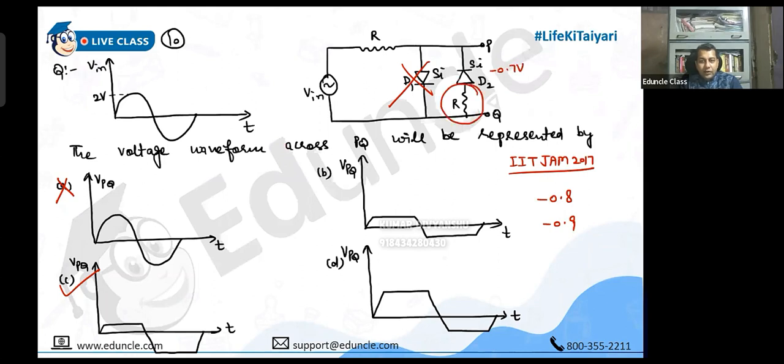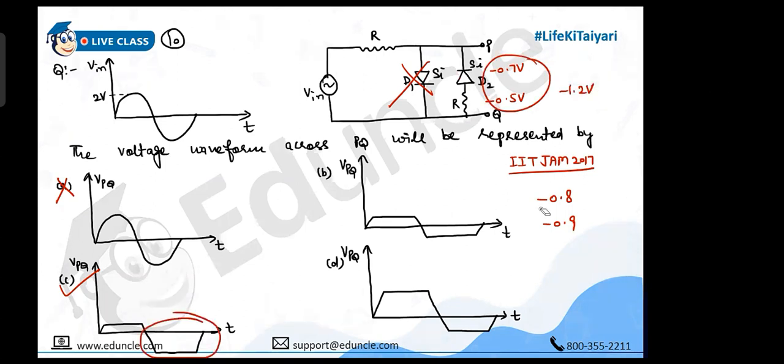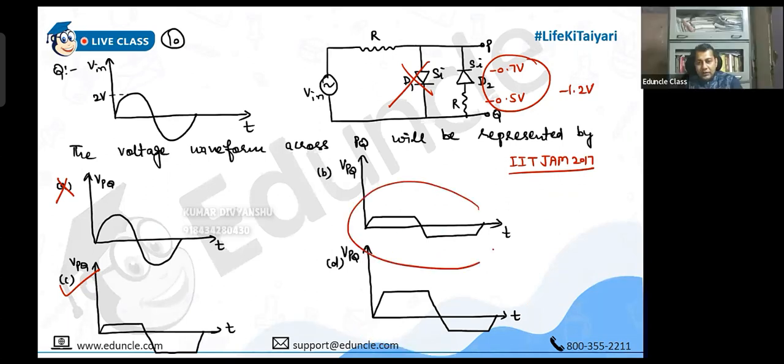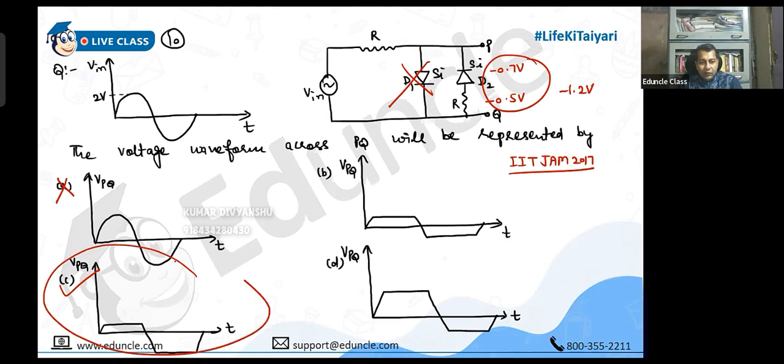So this will retain minus 0.7, and some voltage drop across R will also be there. Suppose it is keeping this. What is the total voltage now? Minus 1.2. So it is more than 0.7, na? So it means during negative half, the voltage should be more. This one is saying during negative half it should be less, so this is wrong. This is saying during positive and negative it is equal. This is also wrong. So we are left with only option C.